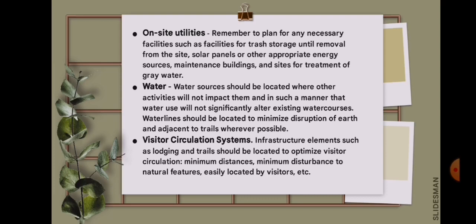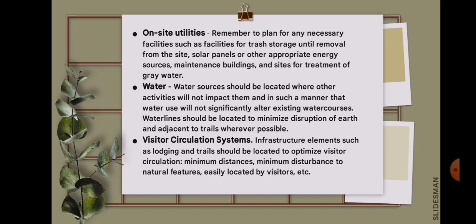Next, we have the water. Water resources should be located where other activities will not impact them, and in such a manner that water use will not significantly alter existing watercourses. Water lines should be located to minimize disruption of earth and adjacent to trails wherever possible.